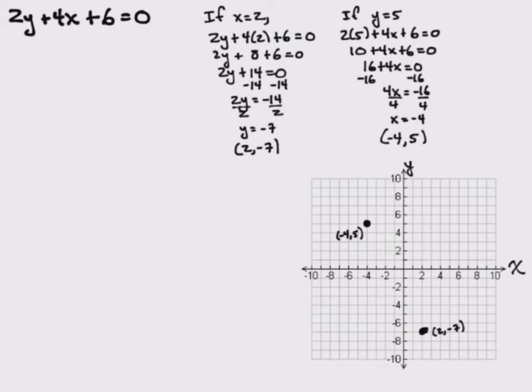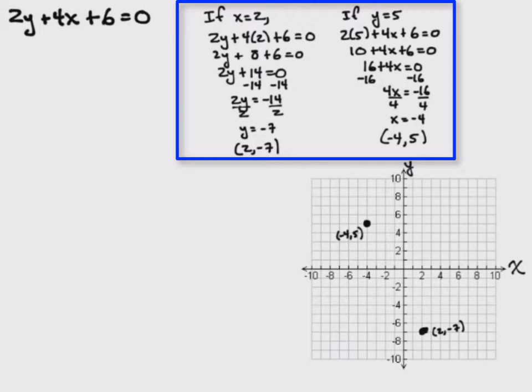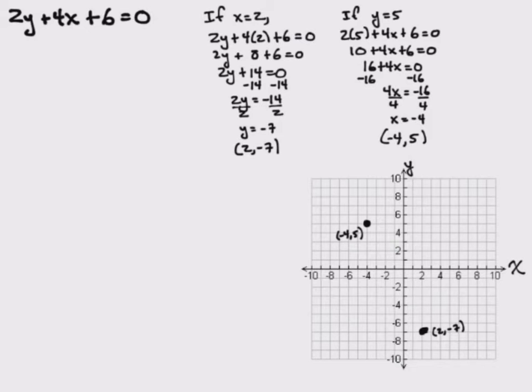Whew! Alright, so we got the ordered pairs (2, -7) and (-4, 5). I went ahead and graphed those on our axes, making sure to label our axes as well. And you know, that was a whole lot of work just to get 2 ordered pairs. I mean, this just seems like a pretty tedious way of going about finding ordered pairs.